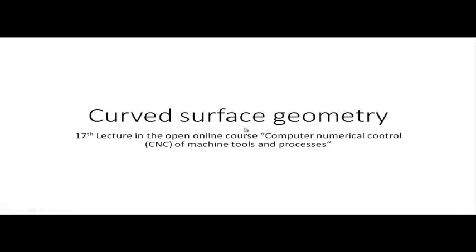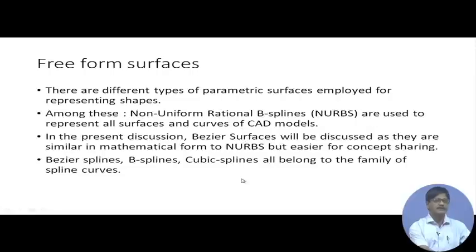So, in today's lecture we will be covering certain aspects of curved surface geometry. To start with, there are different types of parametric surfaces which are employed for representing shapes in connection with modeling and machining, and among these the non-uniform rational B-splines or NURBS surfaces are used to represent all surfaces and curves of CAD models, because they can represent all sorts of geometries.